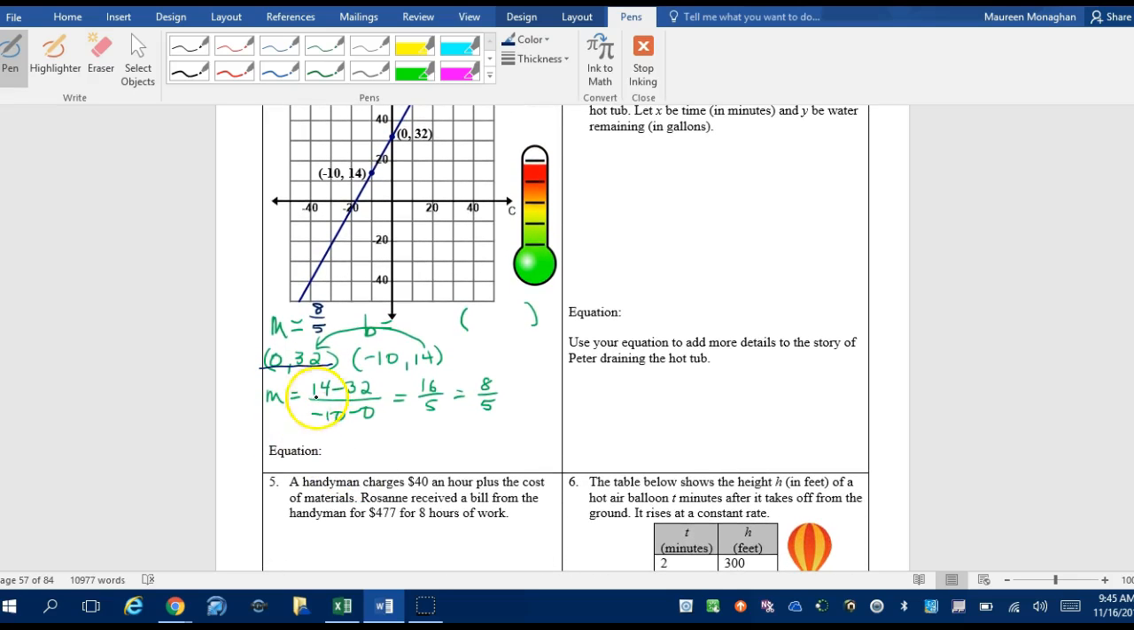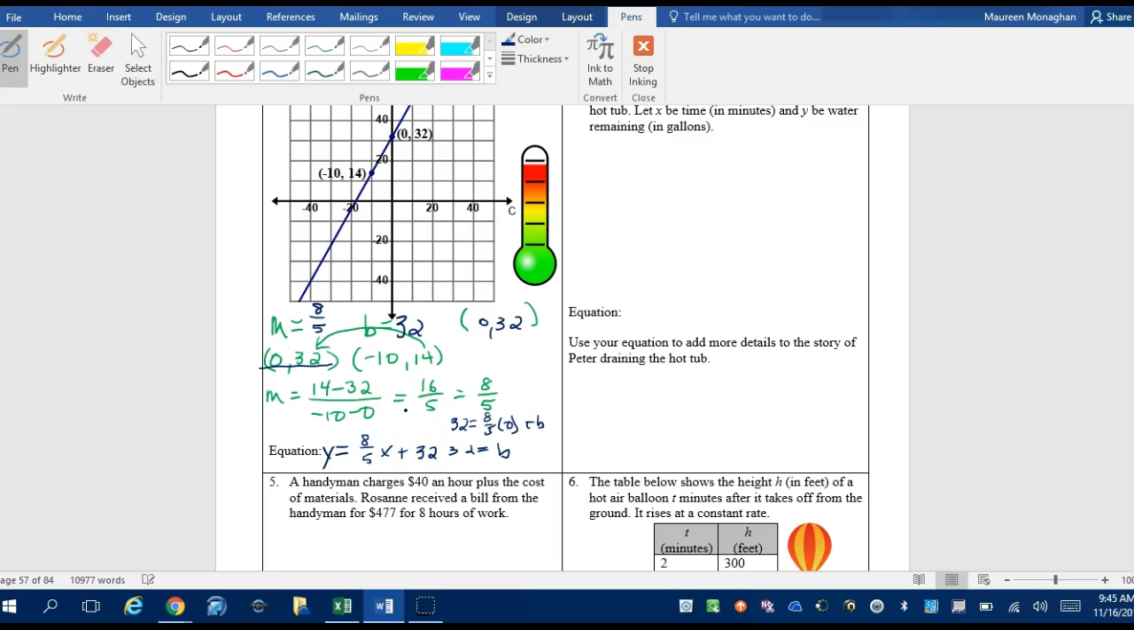Okay. Wow, where am I supposed to do this work? Yikes! Alright, so we're going to have to write small. So I'm going to do 32 equals 8/5 times 0 plus b. Oh, good. So b is 32, and I used point (0, 32). So my equation is y equals 8/5 x plus 32.